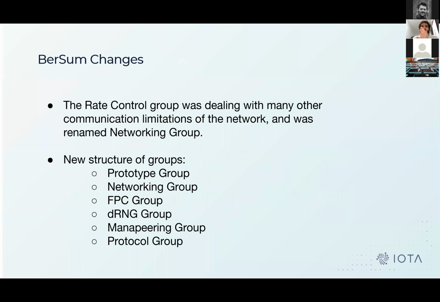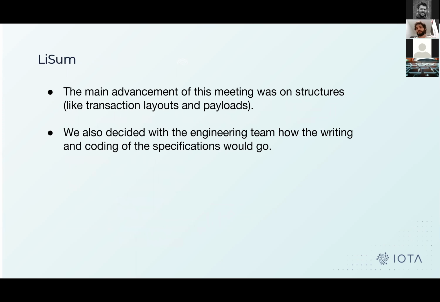And then again, as I told you, the rate control group was not only dealing with rate control, but also with congestion. So we changed it to the networking group. This became the structure of groups that we had after Berlin: prototype, networking, FPC, DRNG, MANA peering, protocol. We usually call the prototype group the GoShimmer group. Finally, the last summit we had, since the other ones got canceled due to the Corona situation, was in Lisbon.